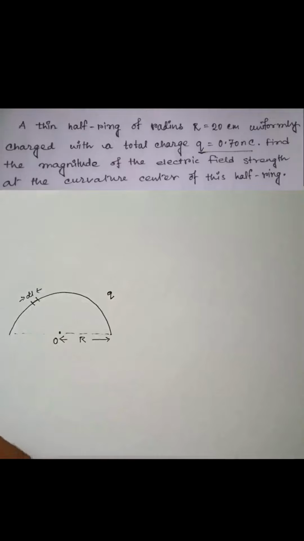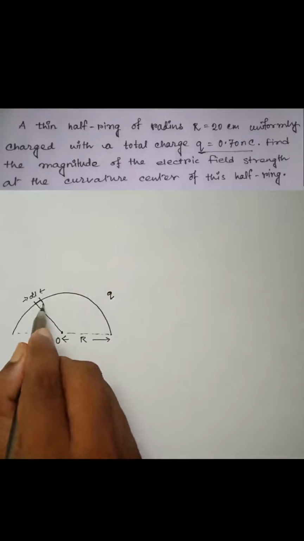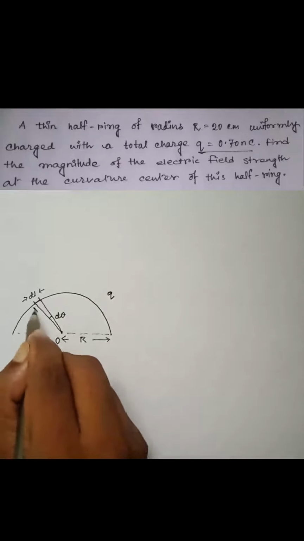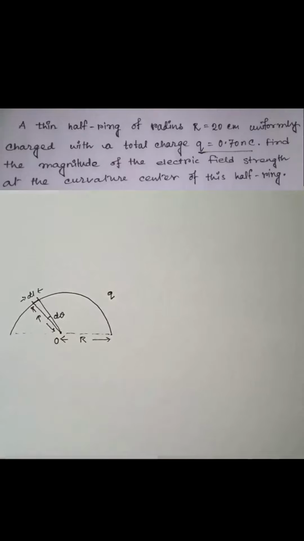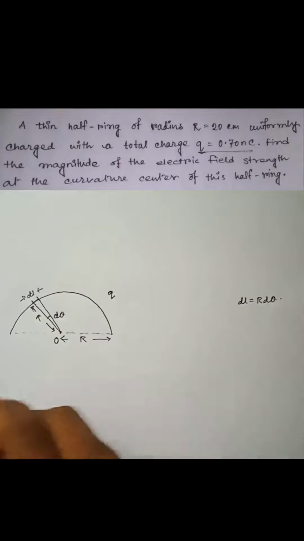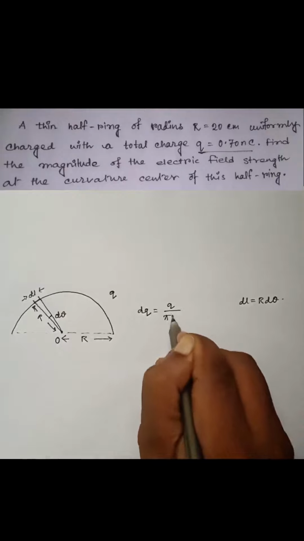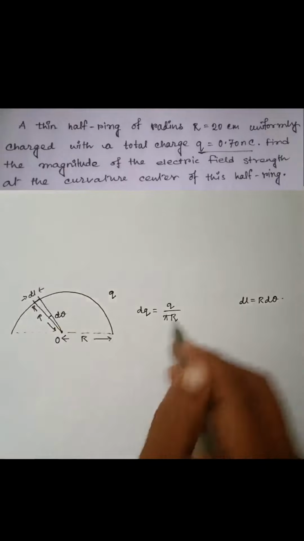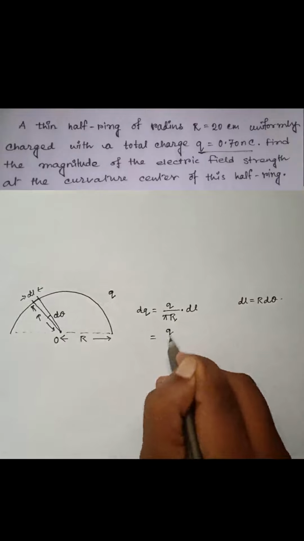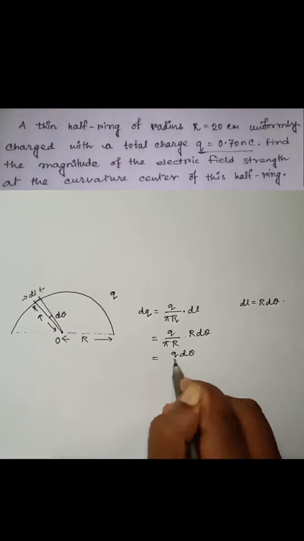So let's first calculate how much amount of charge is distributed over dl. Before that, let d theta be the small angle subtended by the two extreme points of dl with O. This length is capital R also. As d theta and dl both are small, I can write dl = r d theta. Now the charge at dl be dq, and this dq will be equal to q by pi r, where pi r is the length of this half circle, multiplied by dl. Q by pi r is the charge per unit length. Putting the value of dl, I get dq = q d theta by pi.